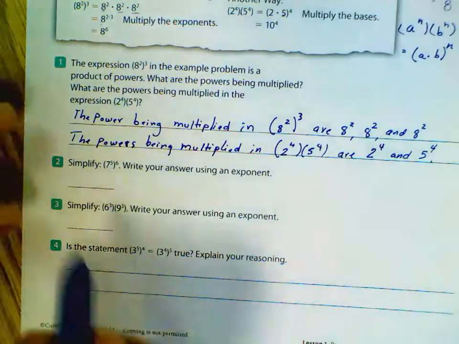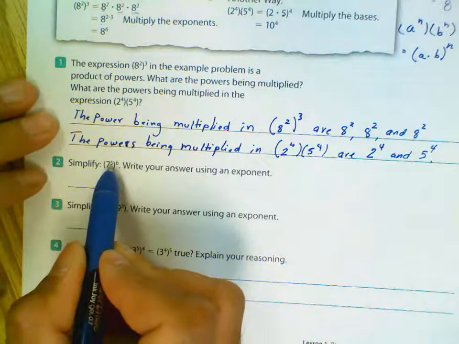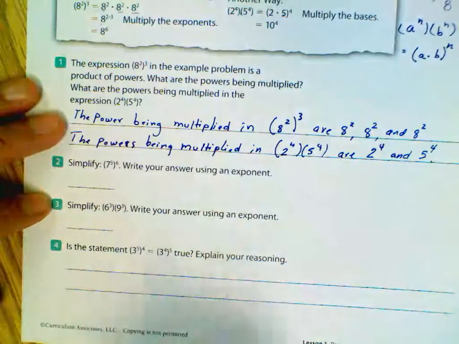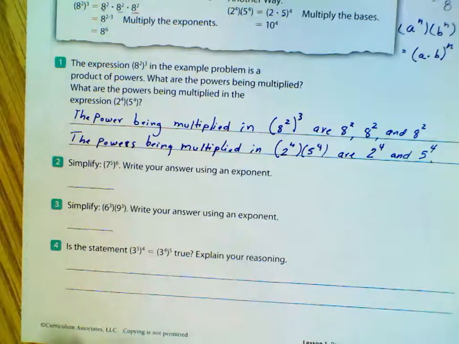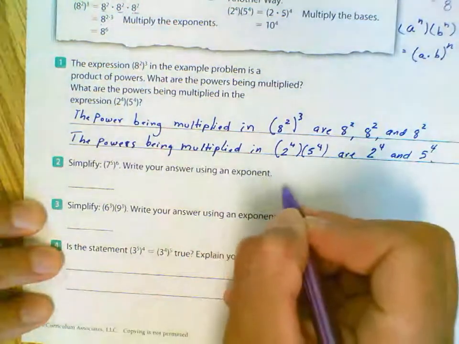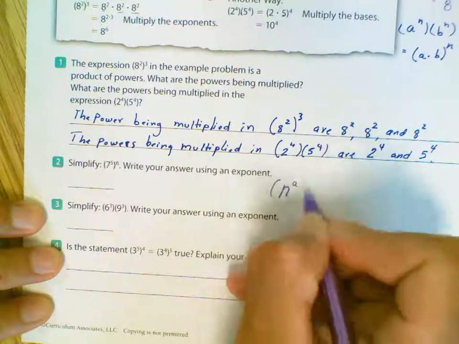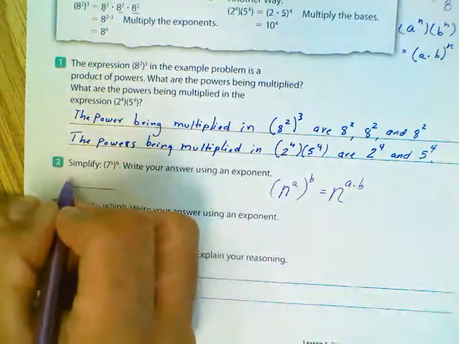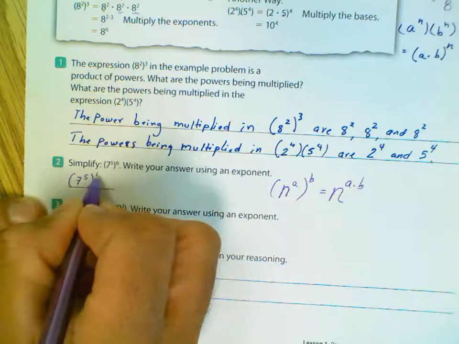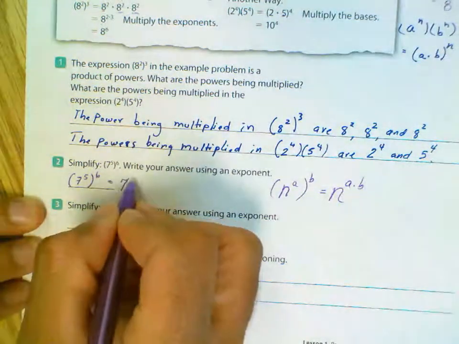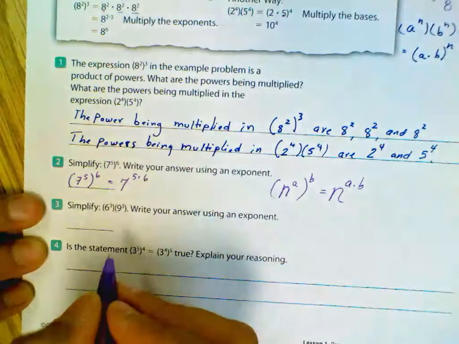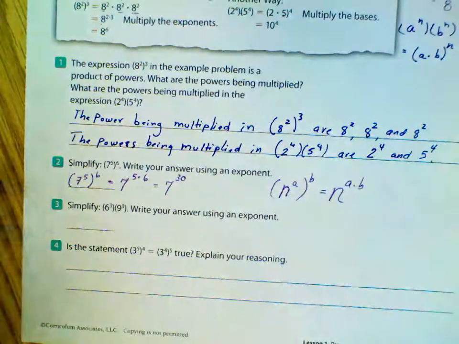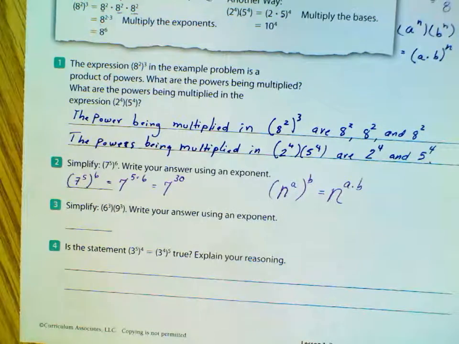Then they are going to ask me, simplify 7 to the 5th power to the 6th power. Write your answer using an exponent. So in this case, what I'm going to do is remember the formula. So I have n to the a to the b power equals n to the a times b. So I have 7 to the 5th power to the 6th power is equal to 7 to the 5 times 6. Where is that multiplication? It's equal to 7 to the 30th power. So that's the solution. That's what we are looking for.